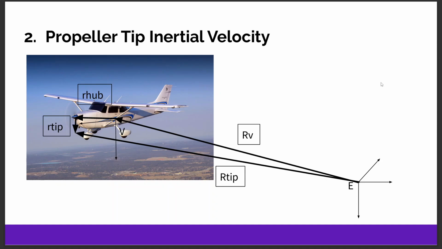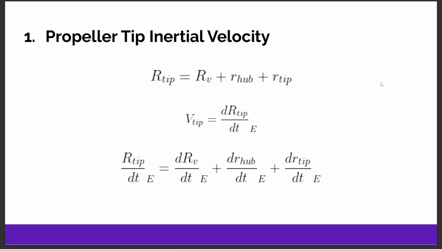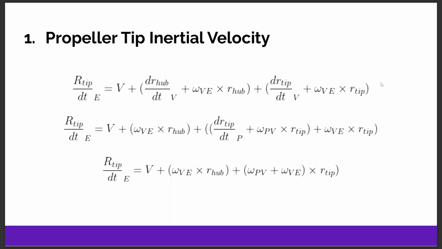The position vector r tip can be broken down into r V plus r hub plus r tip, and then it's the same method here. We know that the inertial velocity of the propeller tip is equal to the derivative of the position vector with respect to time, and that is with respect to the airframe. So all you need to do is to take the derivative of the vector components with respect to the airframe. And that is slightly more complicated because in here we have essentially a rotating frame within a rotating frame.